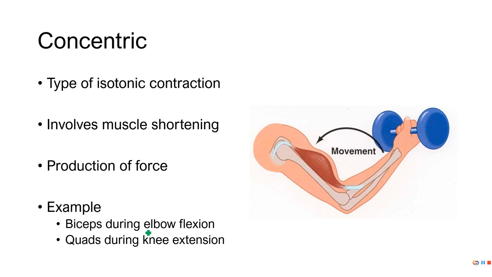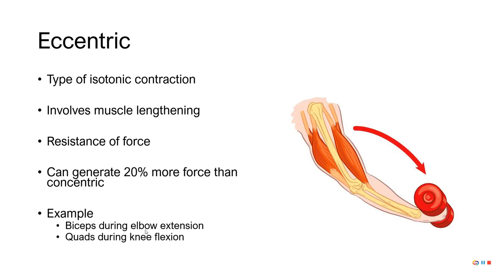And then we've got eccentric. Eccentric is also a type of isotonic contraction, but in this case, the muscle's lengthening. In this case, you're not generating force to move, but you're actually resisting the force. You can actually generate more force with an eccentric contraction than you can with a concentric contraction, and we're going to talk about that later with something called the winding filament theory. An example of this would be your biceps during elbow extension or your quads during knee flexion.